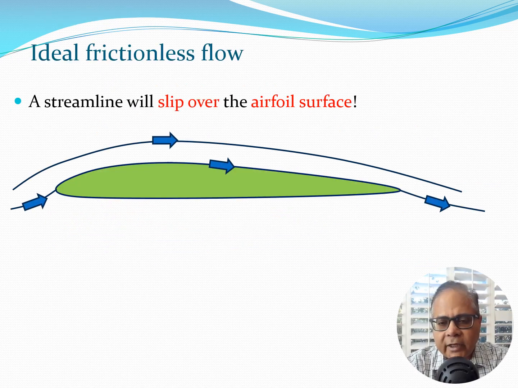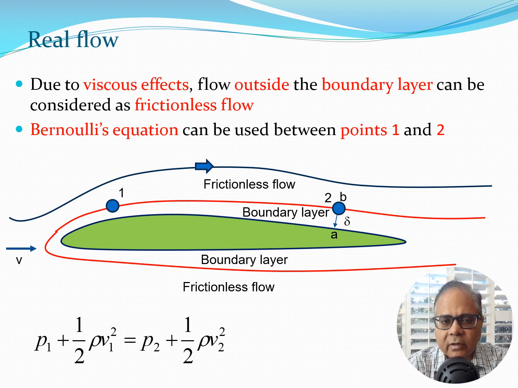So now going back to our frictionless model, what frictionless flow would assume is that there would be a streamline, and because there is no friction present, it would essentially slip on top of the airfoil surface very smoothly, and so there would be no drag due to viscous flow and so on. So this model of course we know is not true.